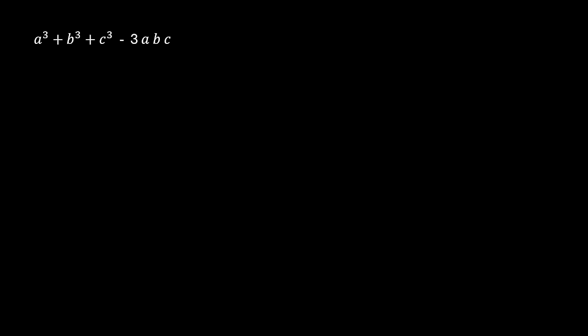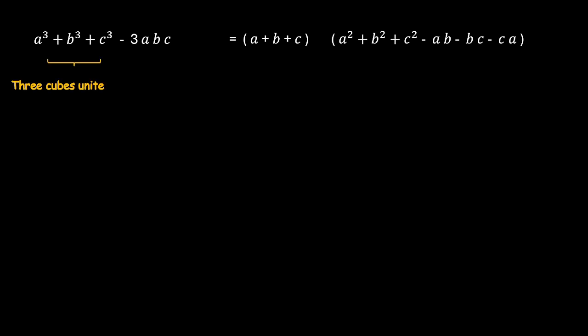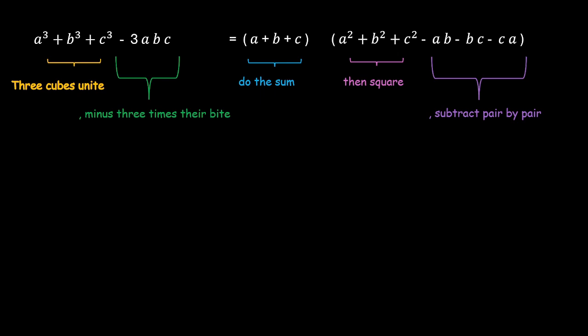This is a cube plus b cube plus c cube minus 3abc, and its expansion is a plus b plus c into a square plus b square plus c square minus ab minus bc minus ca. Now there is one mnemonic that we can use to learn this. This is 3 cubes unite minus 3 times their bite. Do the sum, then square, subtract pair by pair.